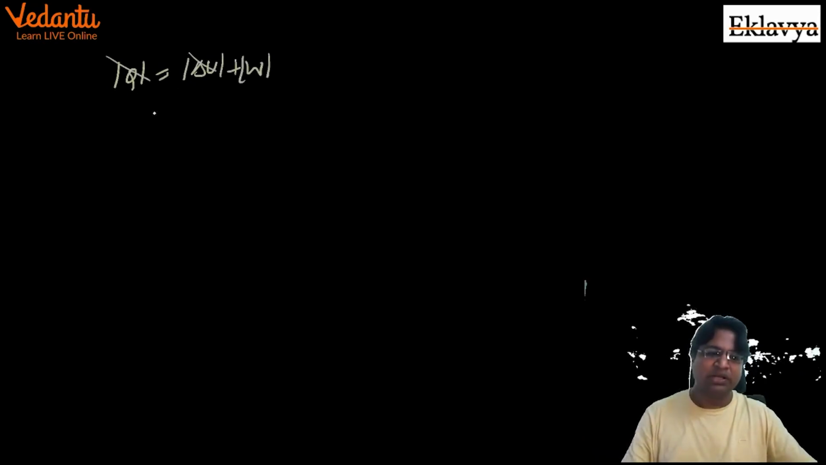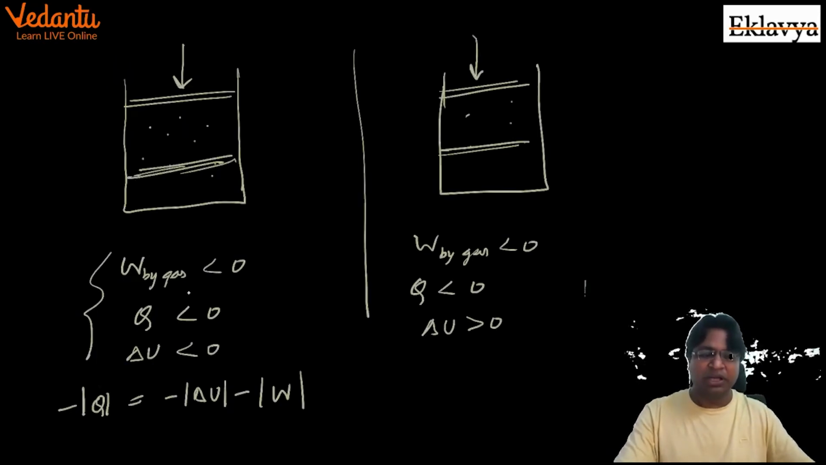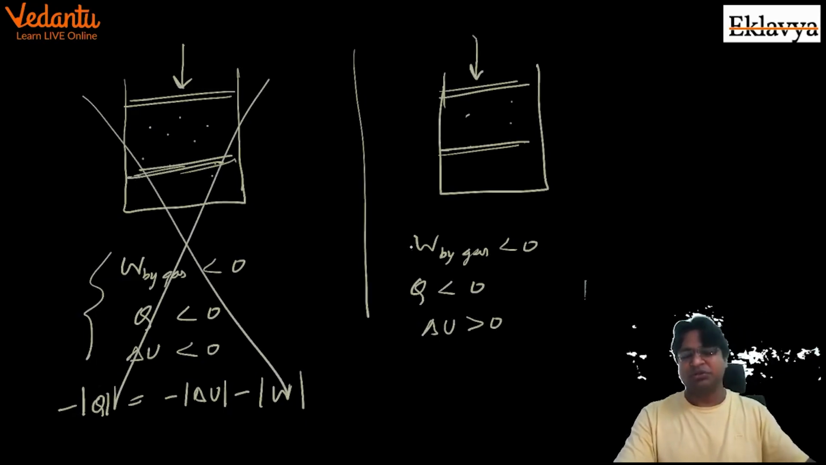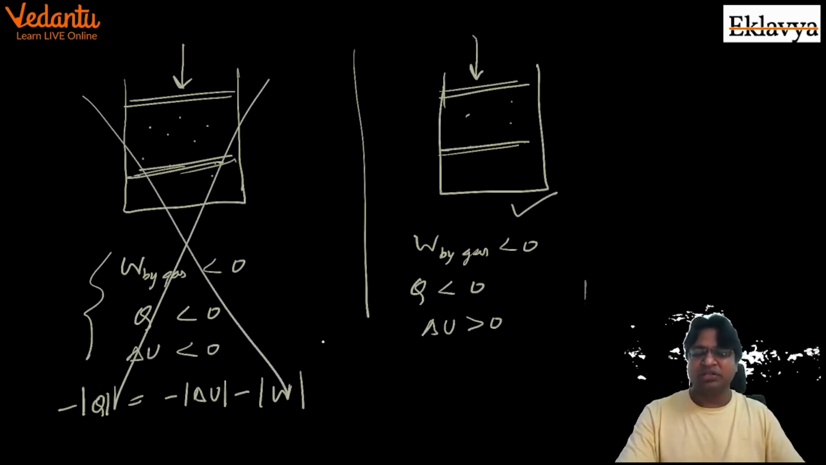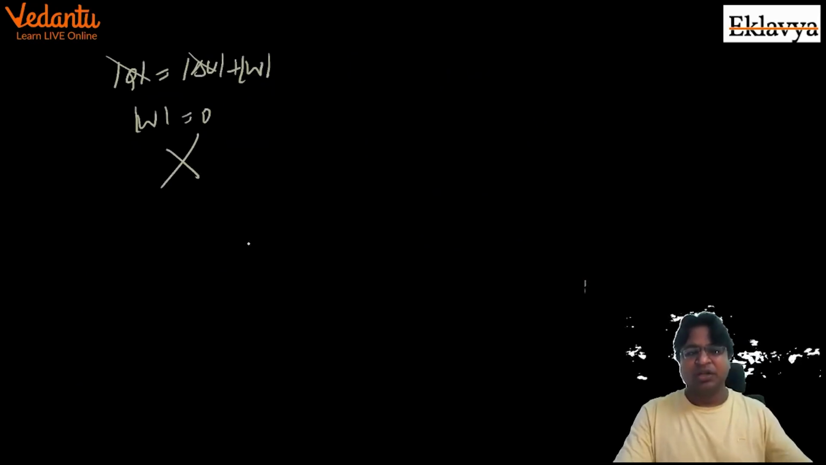So these two will get cancelled and mod W will become equal to 0, which cannot happen because compression is taking place. So that means we can rule out this possibility. So certainly this is the case that the question intends. So Q is negative and delta U is positive.